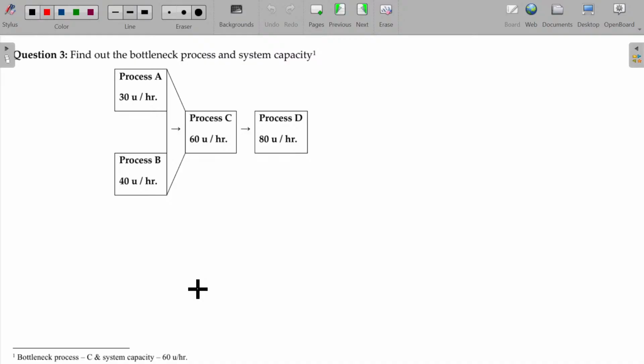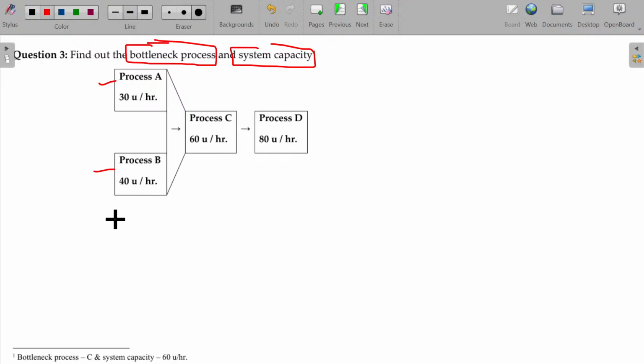Now tell me, find out the bottleneck. So one of the interesting illustrations, so I wanted to include that, so I included the last batch only. Come on, guess. Now, find out the bottleneck process and system capacity.